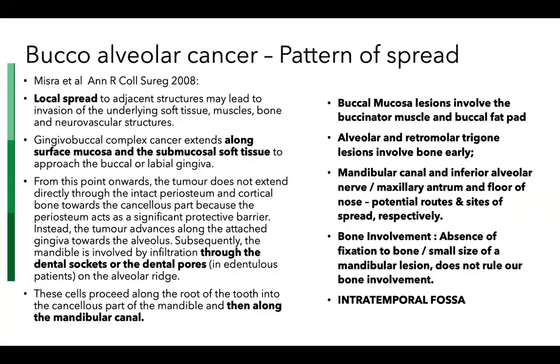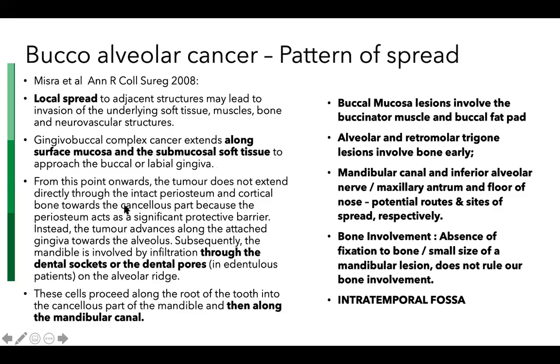And that brings us to the pattern of spread of this tumor. So one is that it may have local spread to the adjacent structures, which may lead to the invasion of underlying soft tissue, muscles, bone and neurovascular structures. I will read through this entire slide because this is important. Gingivobuccal complex tumors extend along the surface mucosa and the submucosal soft tissue to approach the buccal or the labial gingivum. So any buccal mucosa lesion can also involve the gingivum. We know that it is important for us to assess the gingivobuccal sulcus for this reason.